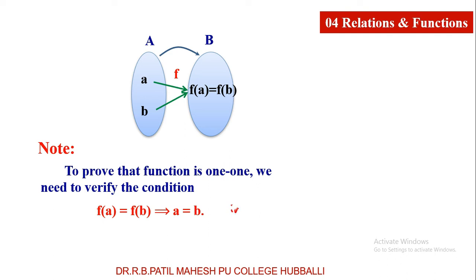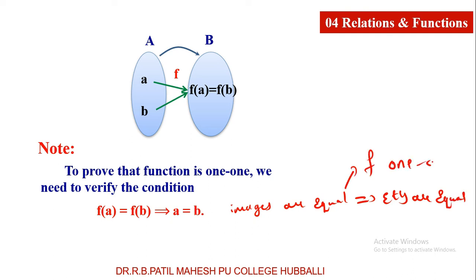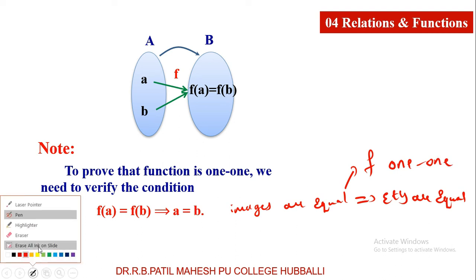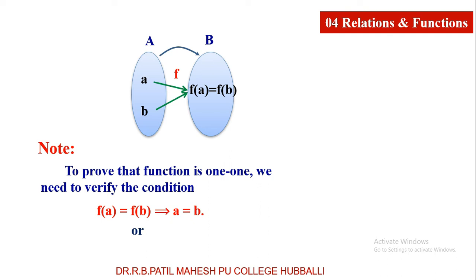This is also called images are equal implies elements are also equal. This is also called the function is 1-1. This is one condition. Then the second condition is the same thing for 1-1. Suppose A is not equal to B implies F of A is also not equal to F of B.